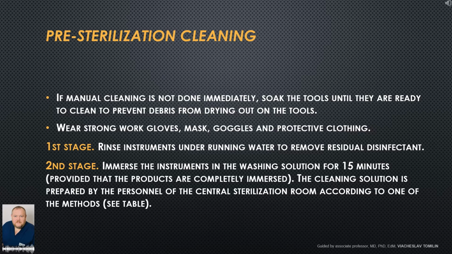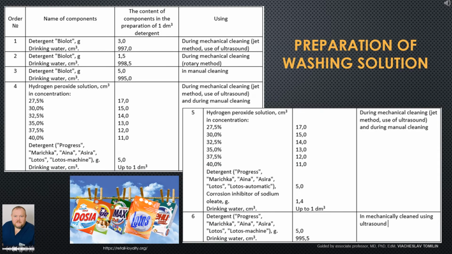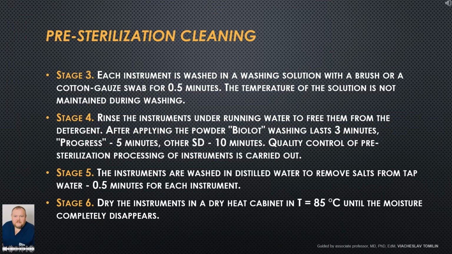The cleaning solution is prepared by the personnel of the central sterilization room according to one of the methods, see table. The names of components, the content of components and the preparation of detergent are presented in this table. Preparation of washing solution. Stage 3: each instrument is washed in a washing solution with a brush or a cotton gauze swab for 0.5 minutes. The temperature of the solution is not maintained during washing.